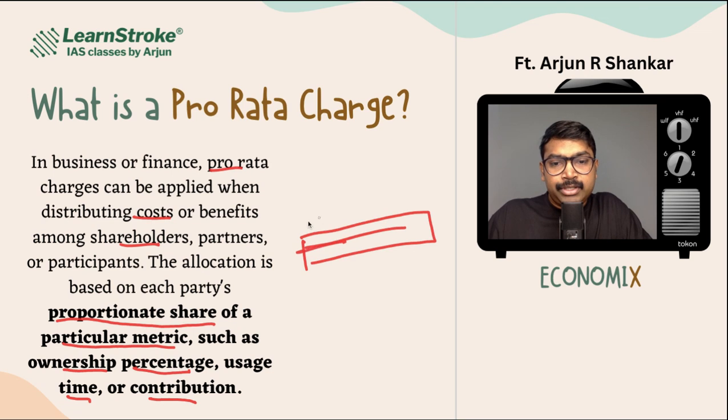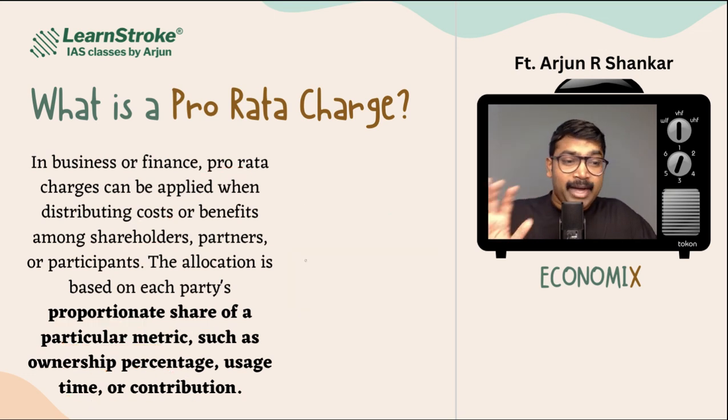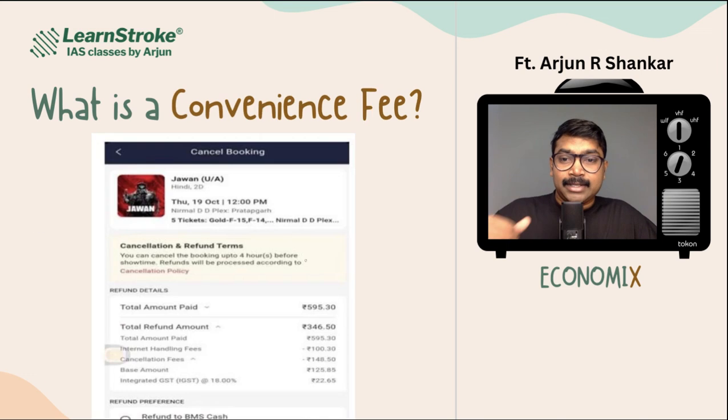You are only using that one part, and A is only using that one part. That means this is the metric, and you will only be charged for this. So this is what we mean by the concept of pro rata charge. And a convenience fee is just like a pro rata charge for whatever you are using. So please understand this, and take a look at the convenience fee charged.